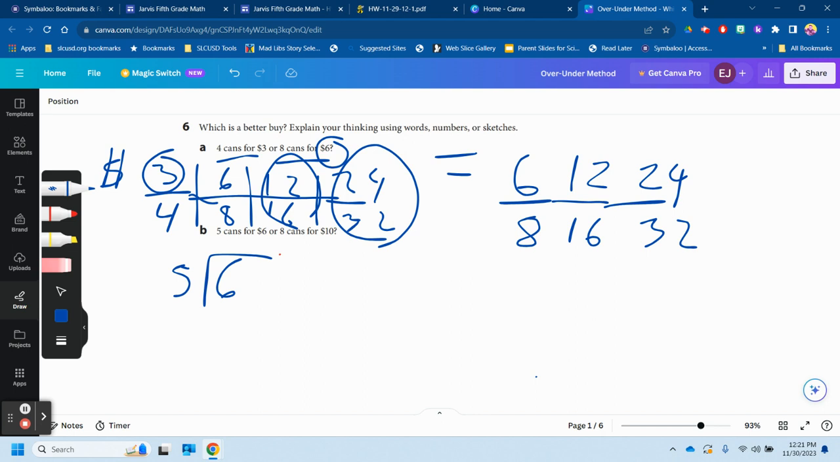If I take that $6, each can gets $1 for $5, and I have $1 left over that I need to divide among the 5 cans. I was working with a smaller group, and we had a hard time thinking about $1 divided by 5. Instead of $1, I could put a decimal point here and think about it as 10 cents. 10 cents divided among 5 is 2, and then I've carried it out. So 5 cans for $6 is $1.20.